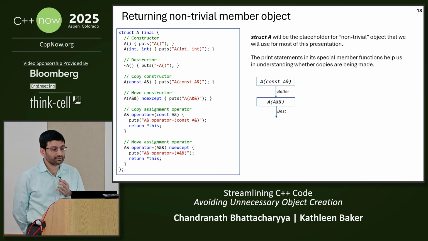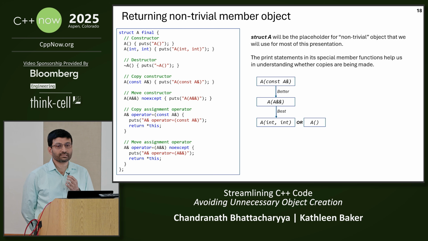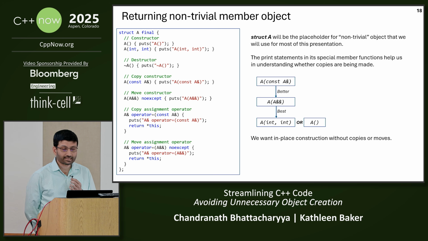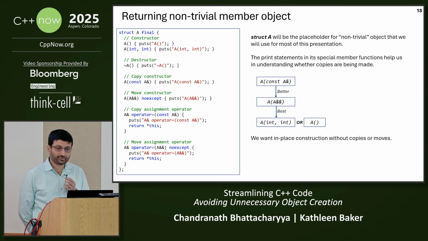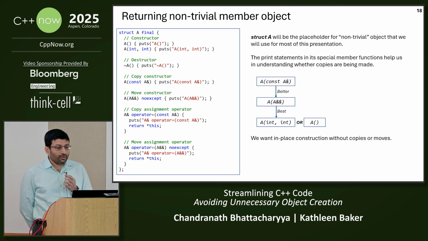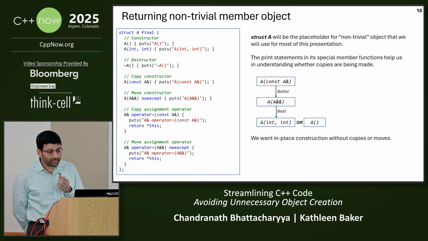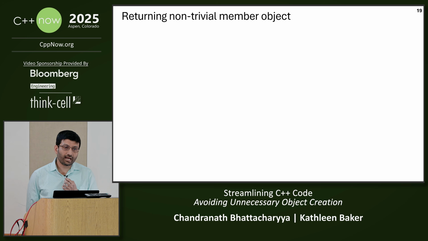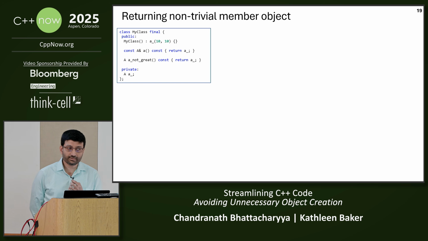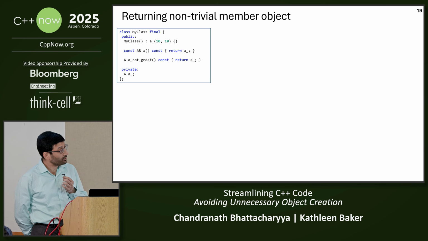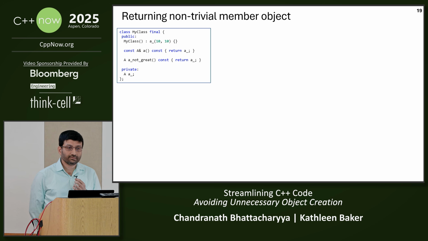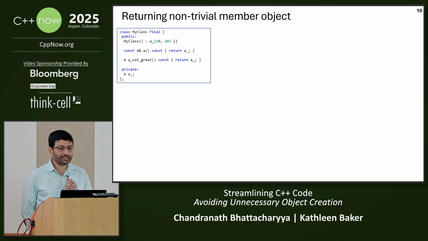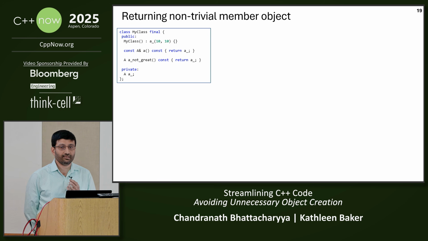We don't like copies. So we'll try to see, can we actually convert that into a move? We'll try to do even better, try to get an in-place construction. As Kathleen mentioned, we want in-place construction without copies or moves. Okay, with that class mentioned over here, let's move on to the actual example. For that, we'll create one more class, a very simple class that has this A as a member. And then it has two functions. One is A, which returns a const reference, the other is A not create, which just returns A.